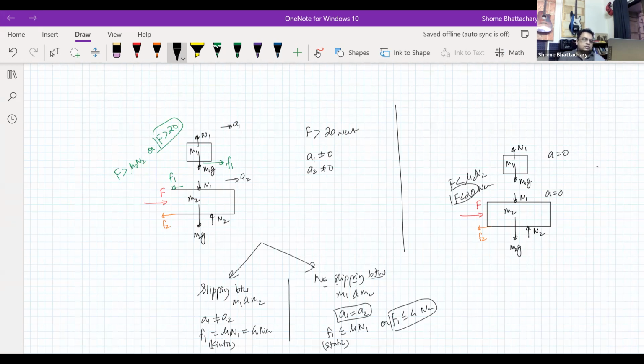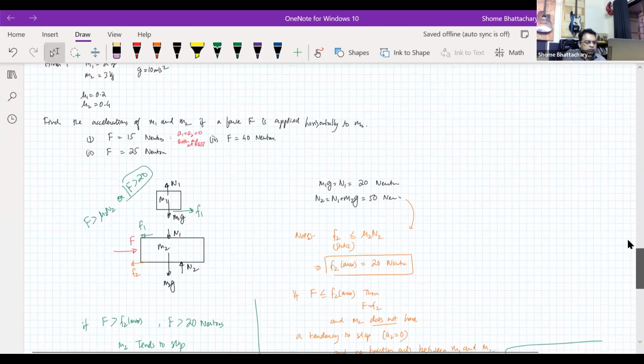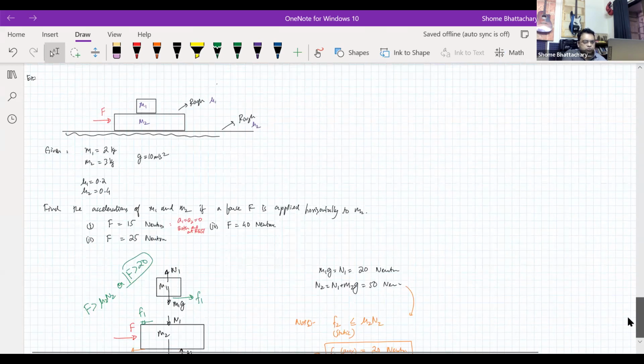So for 25 newtons, as well as the next part where I have taken the third part, how much force did I take? I think I have taken it as 70 newtons, is it, or 40 newtons? Okay, so 40 newtons.